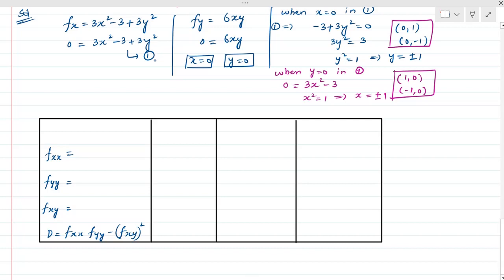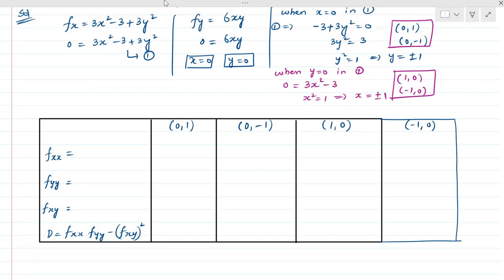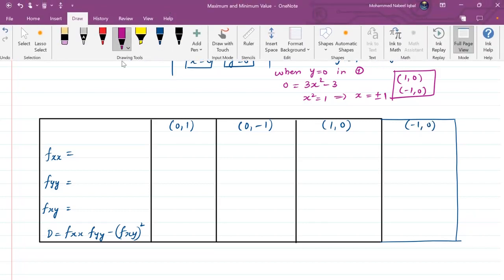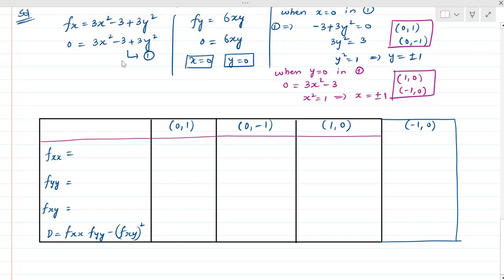Now what are the points here? You will have 4 points. You have to include one more column here. Now what are the points? (0, 1), (0, -1), (1, 0), (-1, 0). So these are the values we'll have. Now I will do the same thing we did before. So I have to discuss 4 points. Before it was 3.